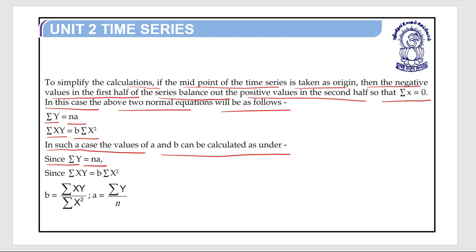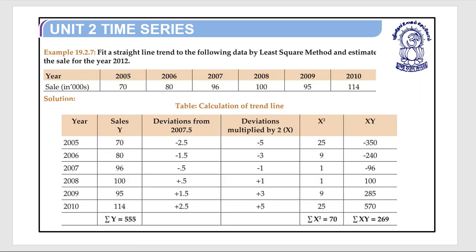Since sigma y is equal to na, and sigma xy is equal to b sigma x square, b is equal to sigma xy upon sigma x square, and a is equal to sigma y upon n. Fit a straight line trend to the following data by least square method and estimate the sale for the year 2012. Year: 2005, 2006, 2007, 2008, 2009 and 2010. Sale: 70, 80, 96, 100, 95 and 114.